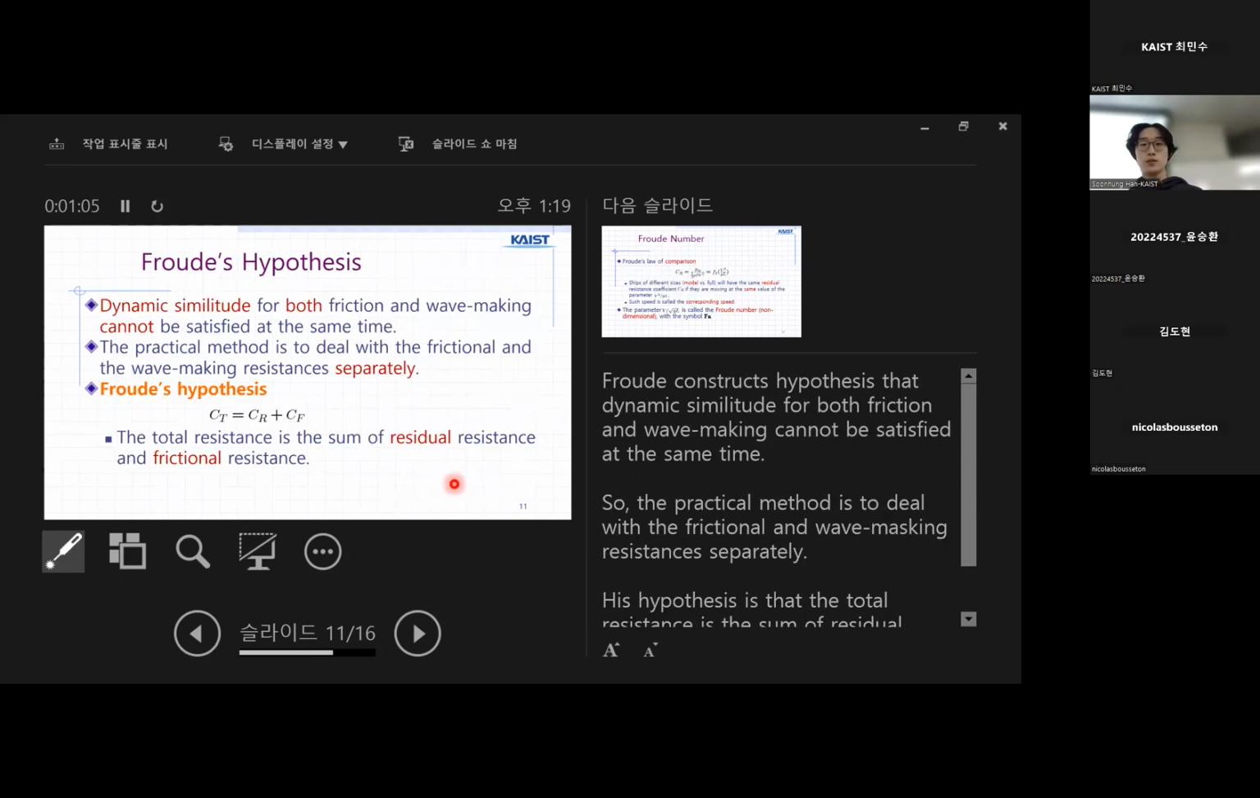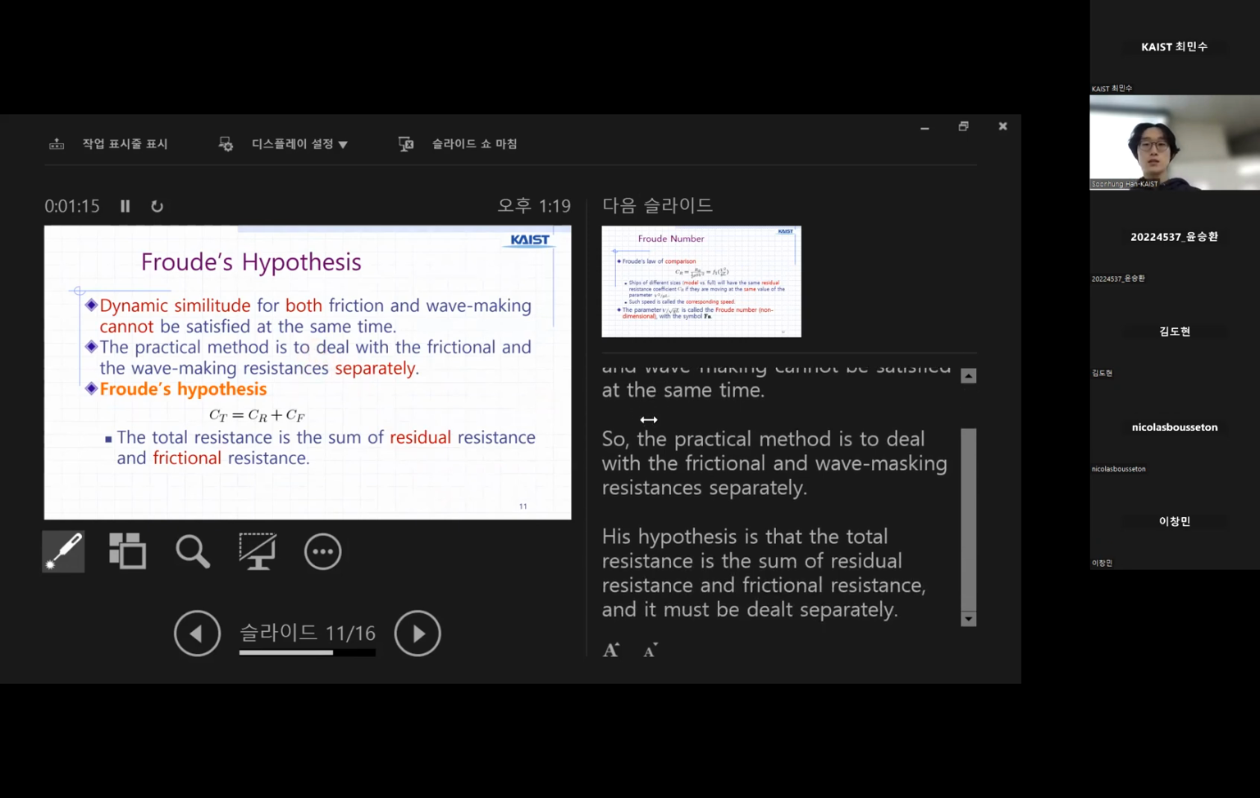Froude's hypothesis is that dynamic similitude for both friction and wave making cannot be satisfied at the same time. So the practical method is to deal with frictional and wave making resistance separately. His hypothesis is that the total resistance is the sum of residual resistance and frictional resistance, and they must be dealt with separately.